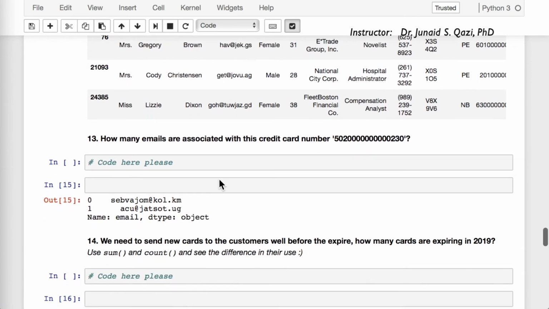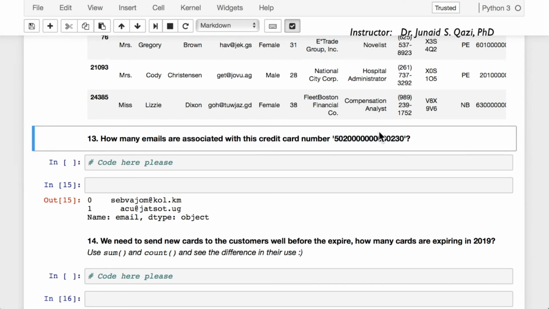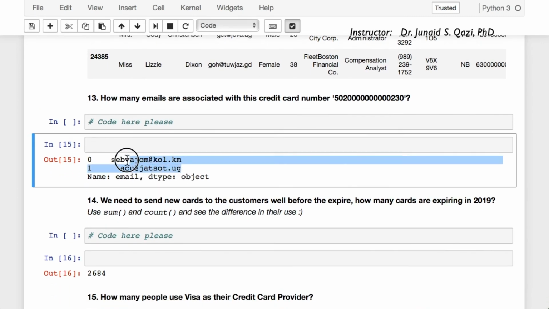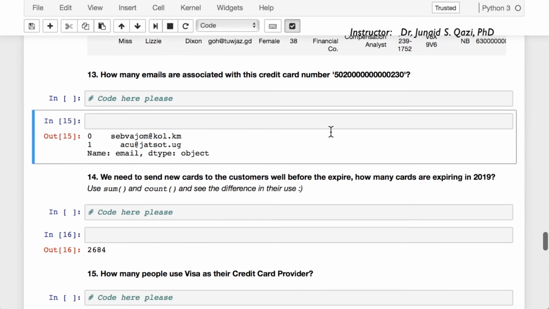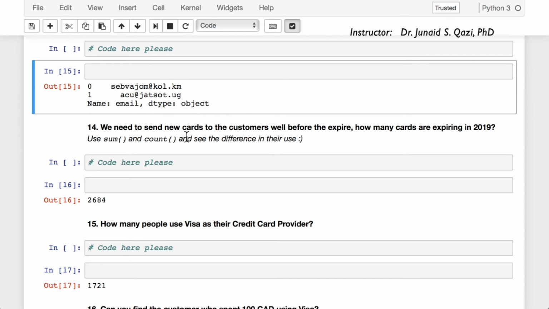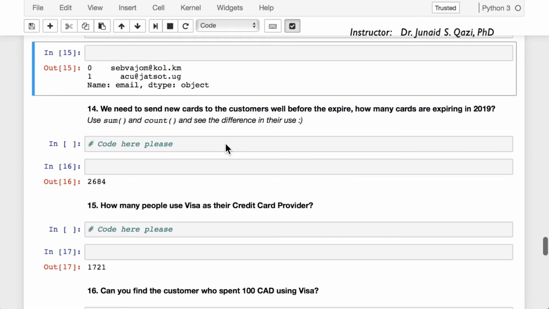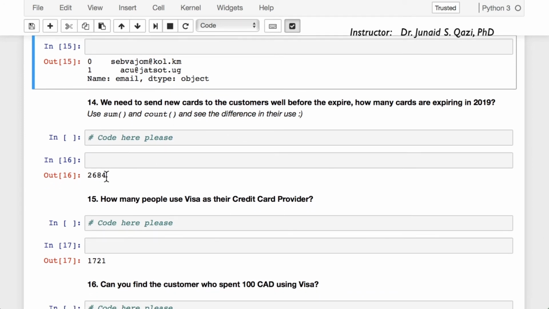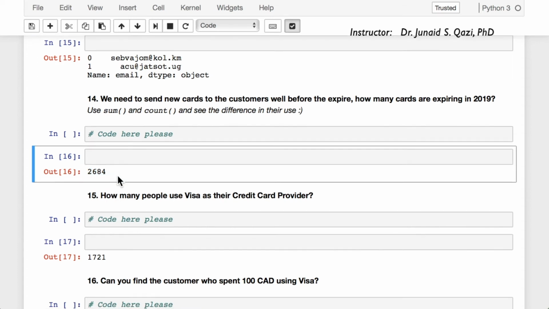So question 13, how many emails are associated with this credit card number? So the credit card number is given. You have to find out how many emails are associated with this number. So 2 emails here are associated with this credit card number. Question 14, we need to send new cards to the customers well before the expiry date. How many cards are expiring in 2019? So you need to find out the credit cards that are expiring in 2019. So try to solve this, get this number. If you don't get this number, you can always consult the solution.